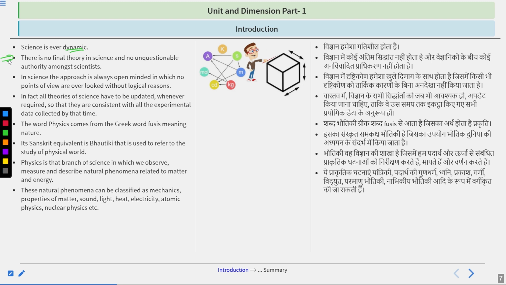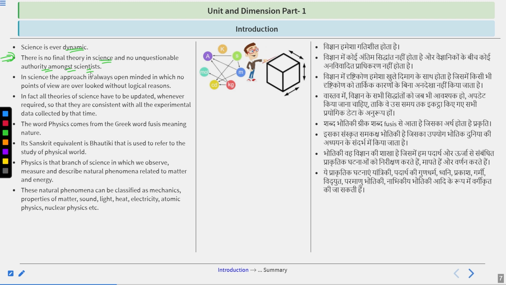There is no final theory in science and no unquestionable authority among scientists. First, if we talk about gravitation, we know gravitation is one of the most important topics. We will even cover that topic in this series on science. Gravitation is a theory of science: every heavenly body attracts other things because of the center of gravity at the center of that particular body. This is the most basic theory we could say.